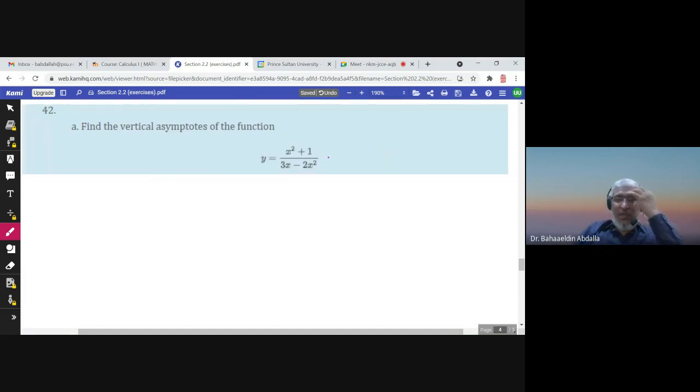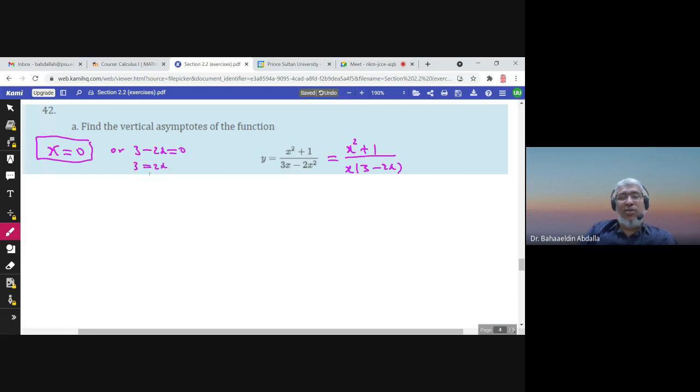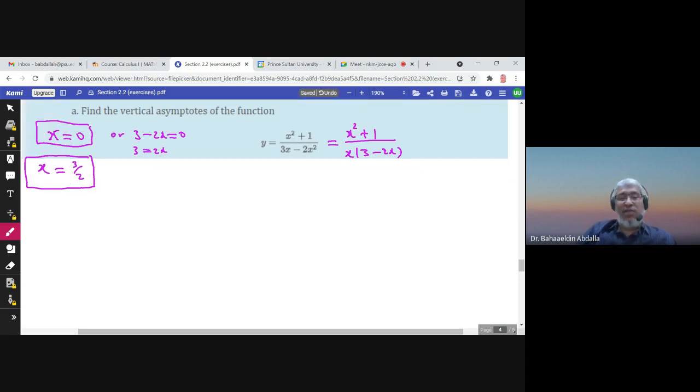For this function, when we factor the denominator, we will have 3 minus 2x. Now, if you put the denominator equals to 0, so we will have either x is 0, so this is a vertical asymptote, or 3 minus 2x is 0. So 3 equals 2x. Or if you divide by 2, x would be 3 over 2, 1.5. So this is another vertical asymptote. So we have two vertical asymptotes.